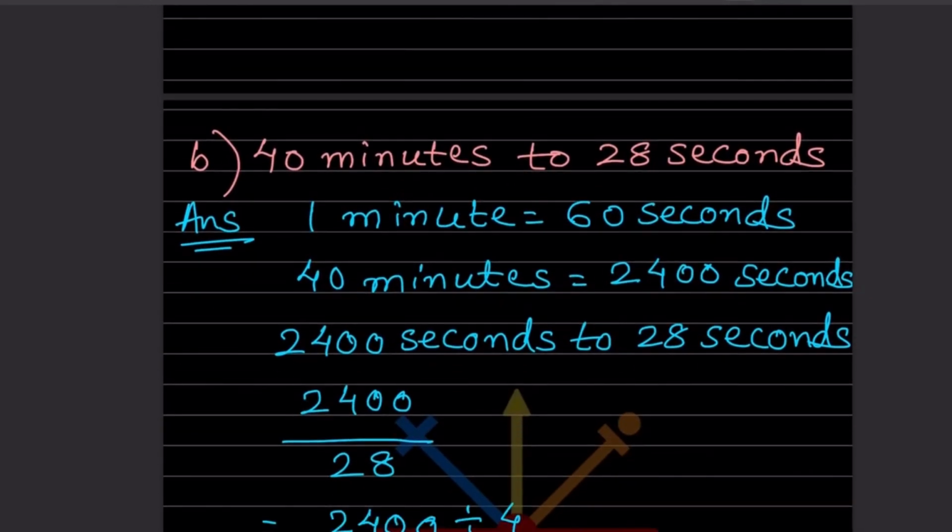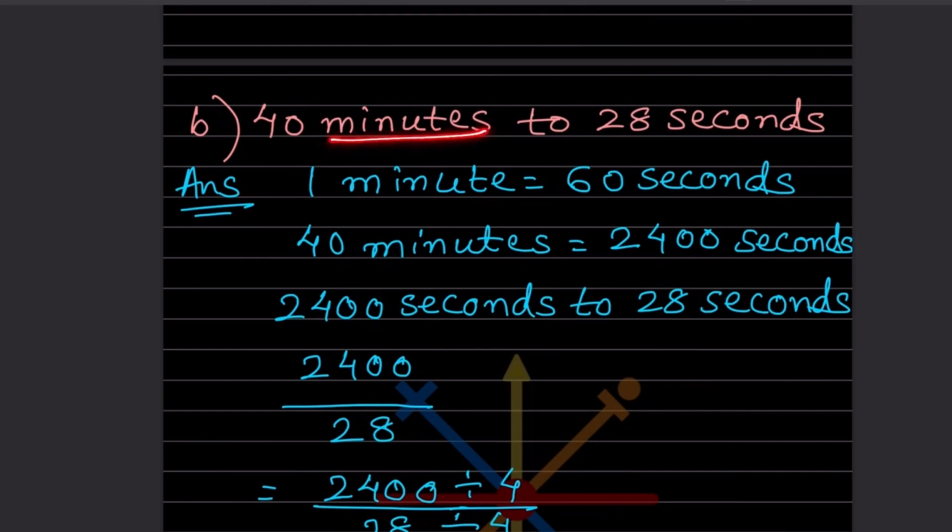Now here it says 40 minutes and this is in seconds. So either you make it minutes or make it seconds. Both of them should be the same unit. So what did I do here? Because minutes is the bigger unit, I just converted this to seconds. First, we have to look at what 1 minute is.